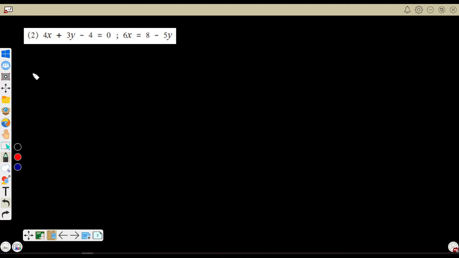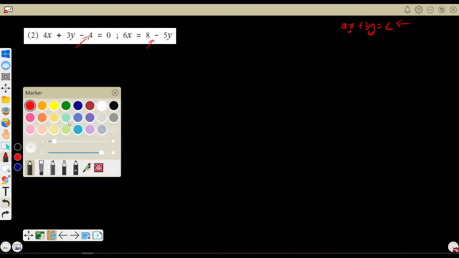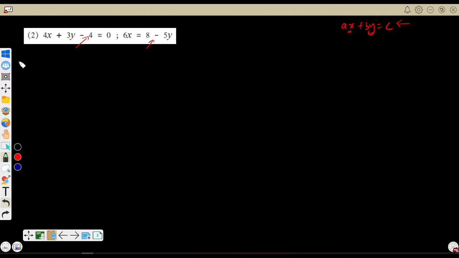In the second sum, again we have simultaneous equations, but if you observe them, we need to make some changes. The constants are on the left hand side. The constant in the first equation is on the left hand side, and the second equation is again not in the required form. The required form was ax plus by is equal to c. Only the constant should be on the right hand side, variables x and y should be on the left hand side. So I'll write the equations in the required format.